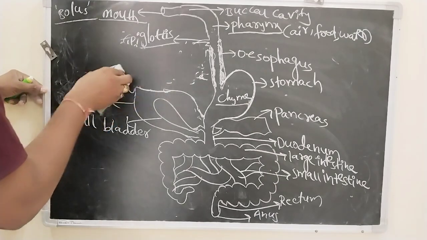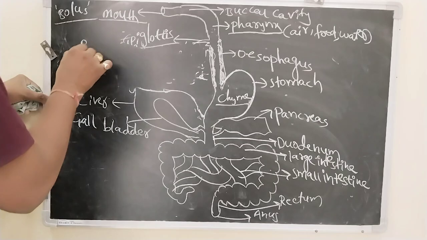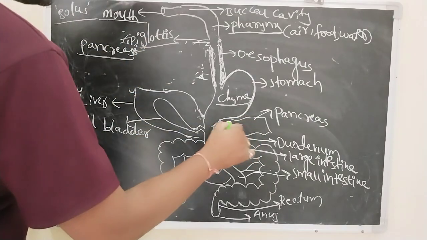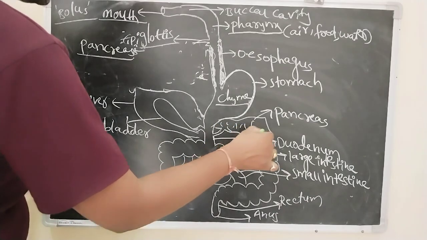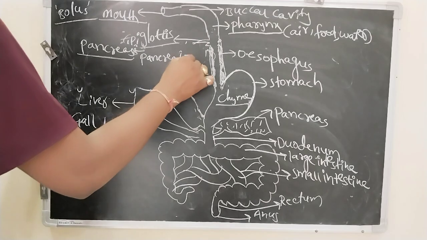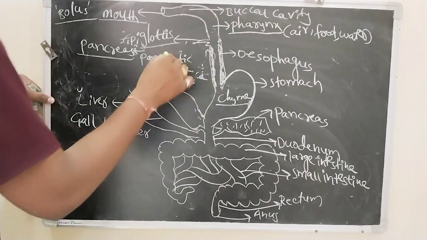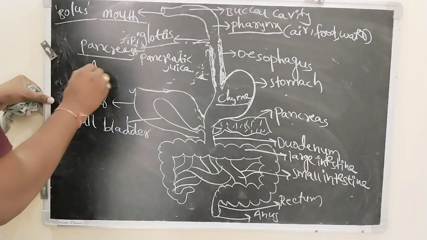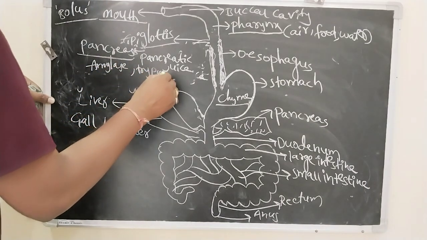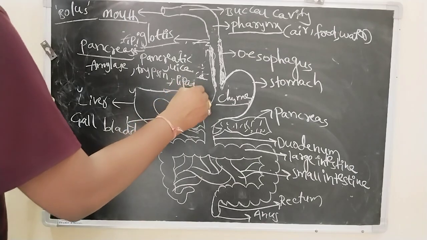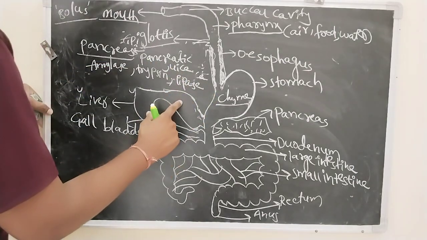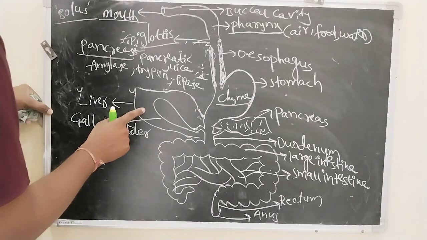Next, the pancreas produces a juice called pancreatic juice. This pancreatic juice consists of three enzymes. One is amylase, another is trypsin, and another is lipase. Amylase, trypsin, lipase.